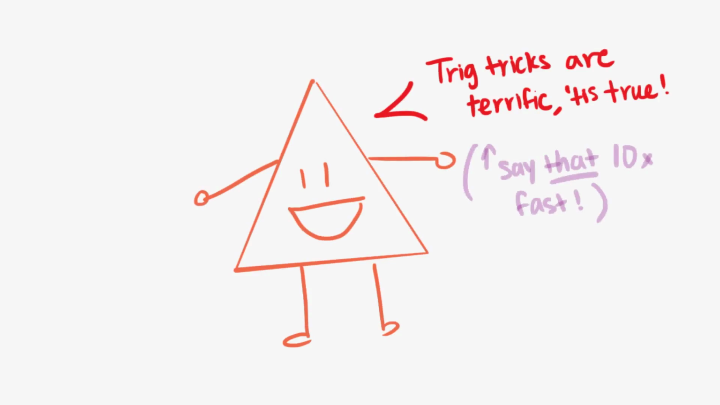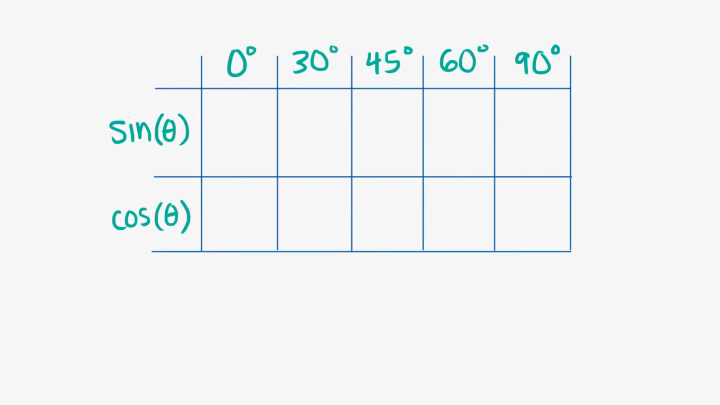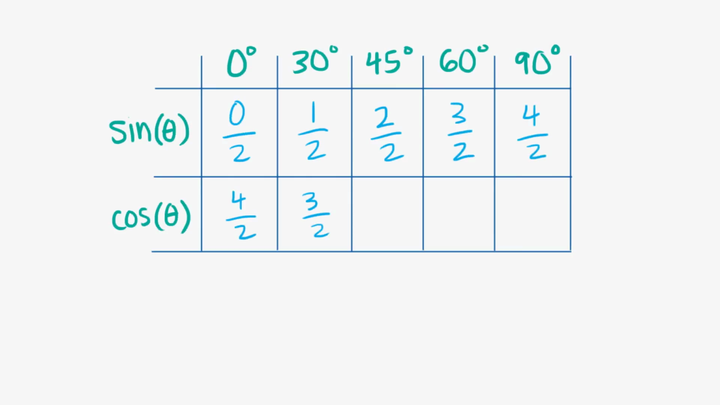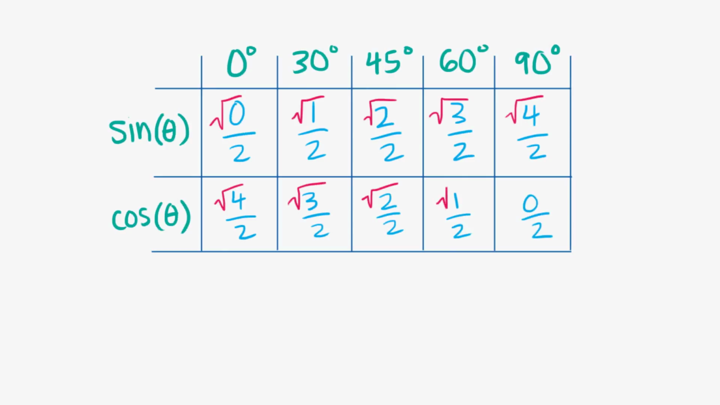Well, first you have to make a little chart like I've drawn with 0, 30, 45, 60, and 90 degrees along the top. Then fill in the sine row starting with 0 over 2, 1 over 2, 2 over 2, etc. Then do the opposite for the cosine row, 4 over 2, 3 over 2, etc. And now for the magic part. Square root the numerators of everything. And voila! Simplify and you've got your values.